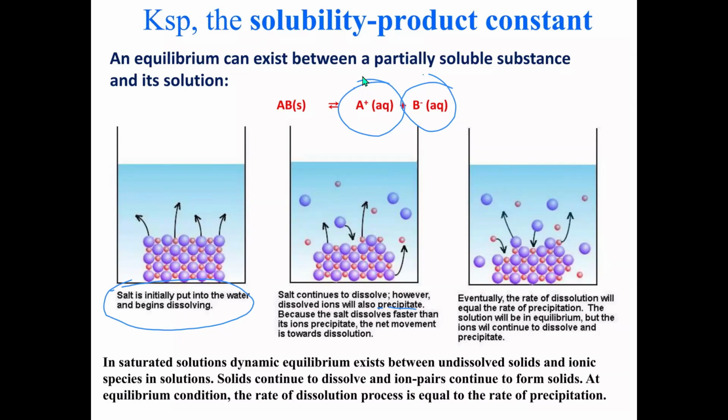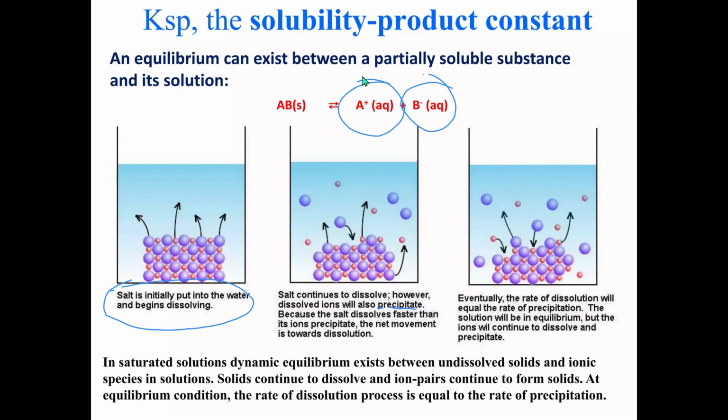Precipitation and dissolution are happening at the same time, but the partially soluble substance exists in equilibrium with its solution. That is what we call equilibrium. It's not that the system is static or not moving. No, the system is moving, but it still maintains equilibrium. Here the dissolution is taking place and at the same time precipitation is taking place, and that is why the equilibrium position exists.